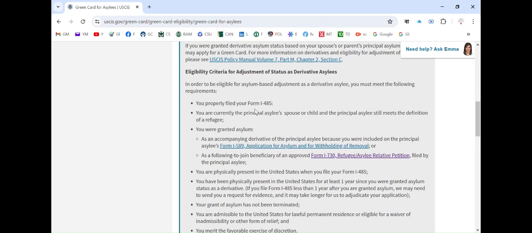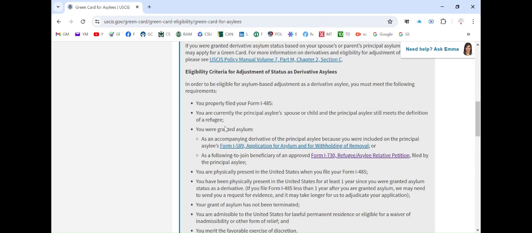And then you are currently the principal asylee's spouse or child, and the principal asylee still meets the definition of refugee. So if you are still the lawful spouse, you are not divorced, or you are still the child, the parent has not disowned you, so you still have the chance, and your parent or your spouse, the principal asylee, still meets the definition of refugee.